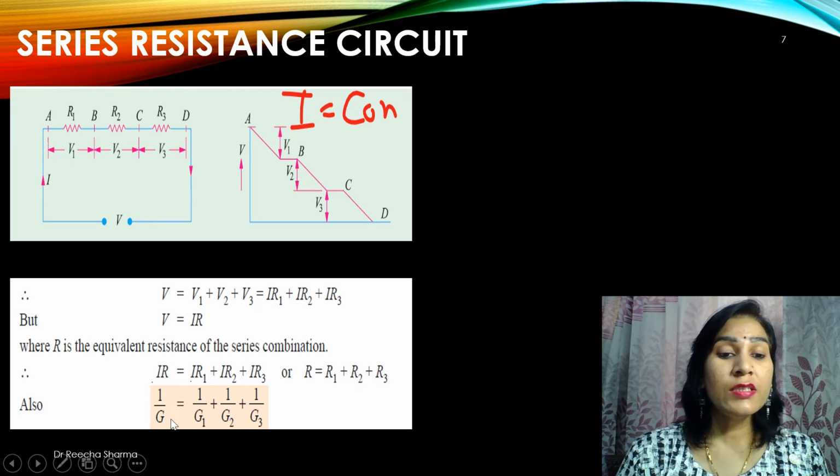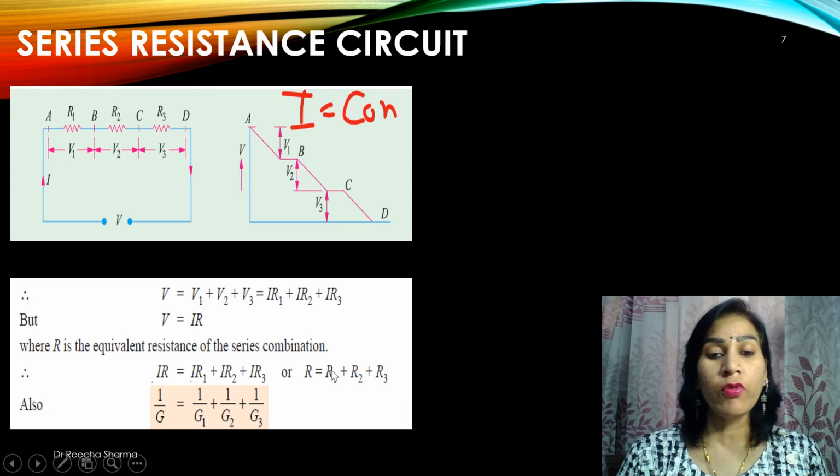This is for the conductance: 1 upon G is equal to 1 upon G1 plus 1 upon G2 plus 1 upon G3. We know that R is equal to 1 upon G. If we want to find out the conductance, this formula works. If we want to find out the resistance for series, this formula works.